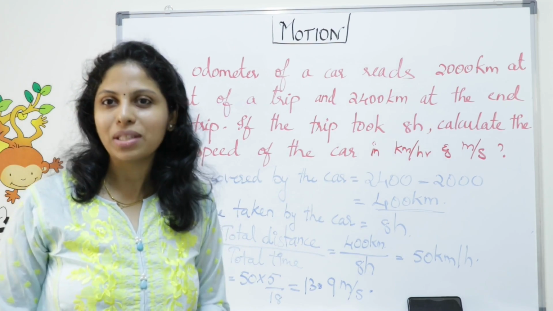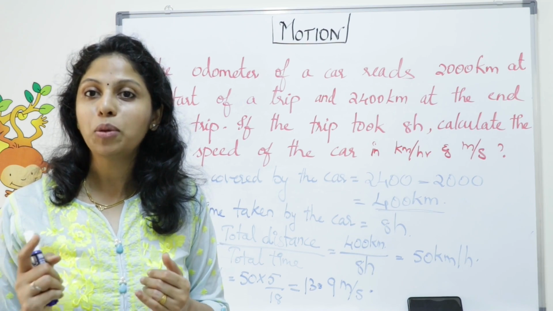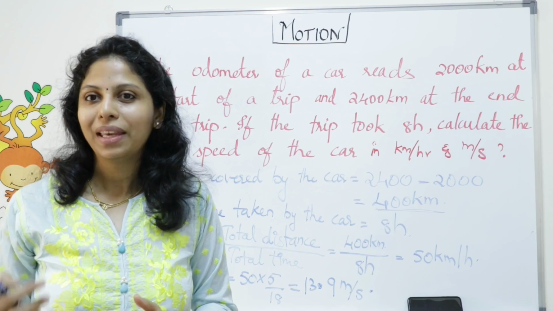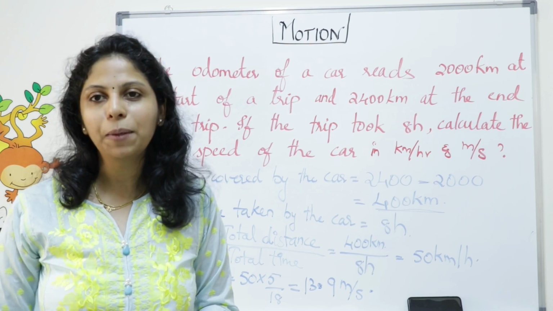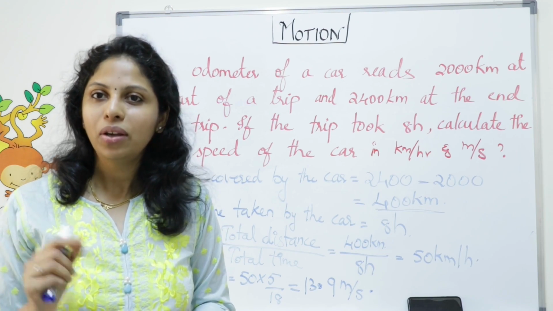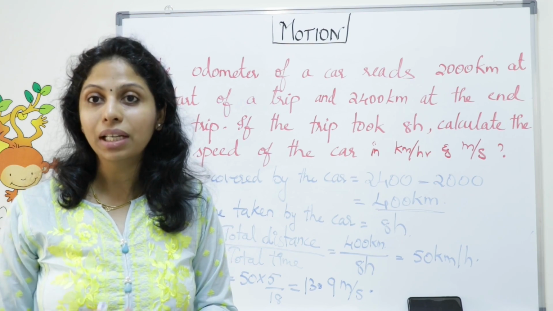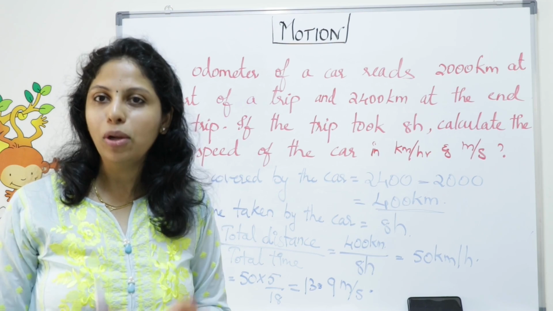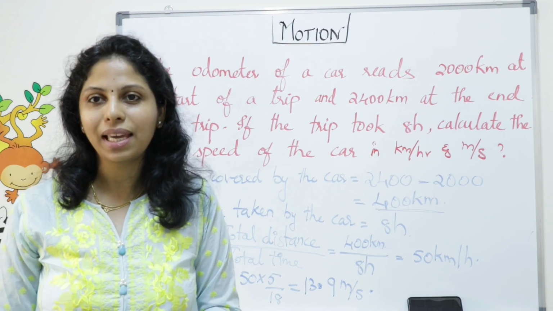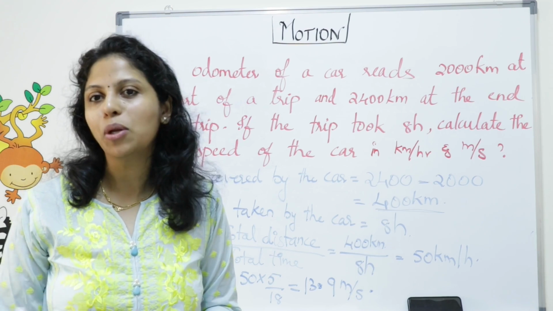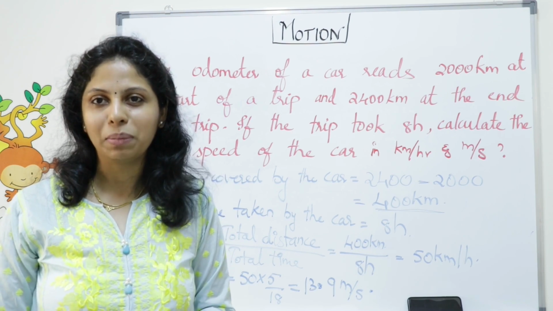Hope you understood the concepts of today's class. So in this we have discussed how to measure the rate of motion. That is, we have seen two physical quantities, speed and velocity, and we have discussed uniform speed and non-uniform speed, and we have learned how to convert from kilometer per hour to meter per second, and meter per second to kilometer per hour. Based on that, we have seen a few problems.